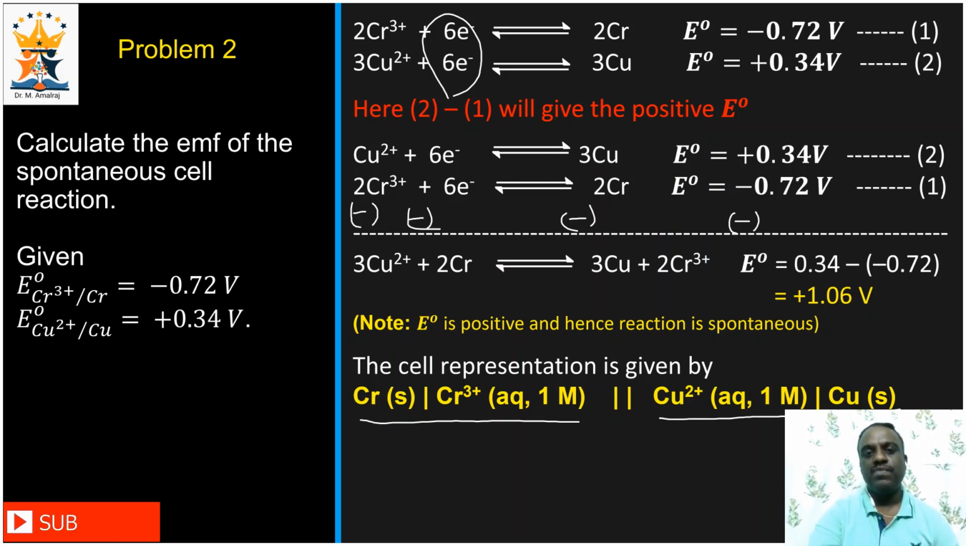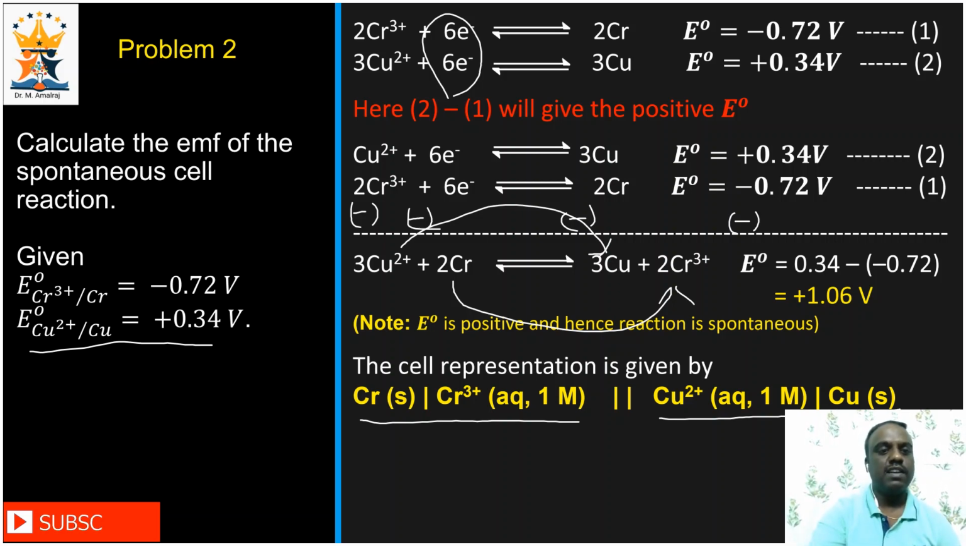Look at the final cell equation. So chromium is getting oxidized and copper 2 plus is getting reduced. By seeing the values also, you can confirm the same. See, the more positive, the easier to get reduced. So copper 2 plus to copper has the more positive value in this case, so that will be the reduction half cell. And since the value of Cr3 plus to Cr is negative, that will prefer oxidation.